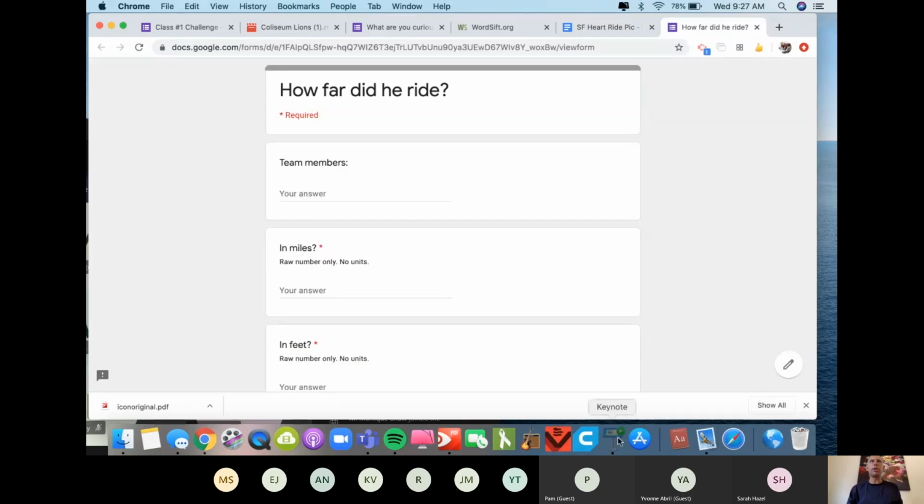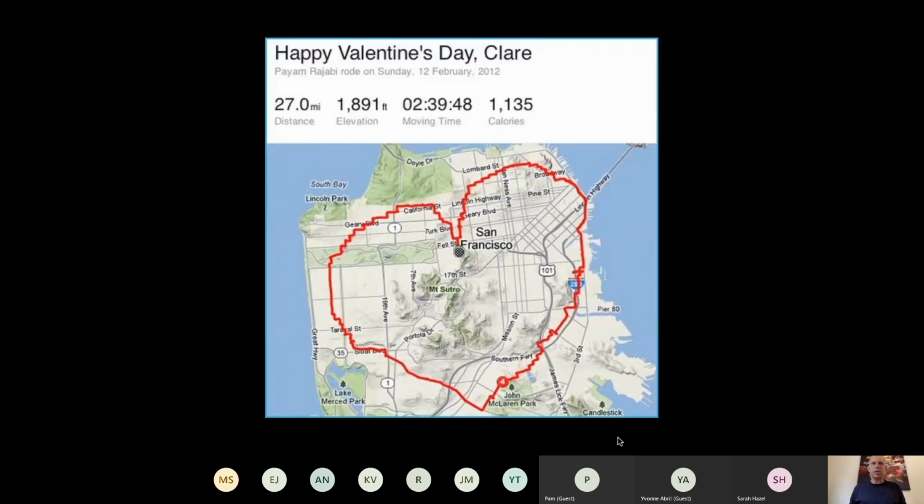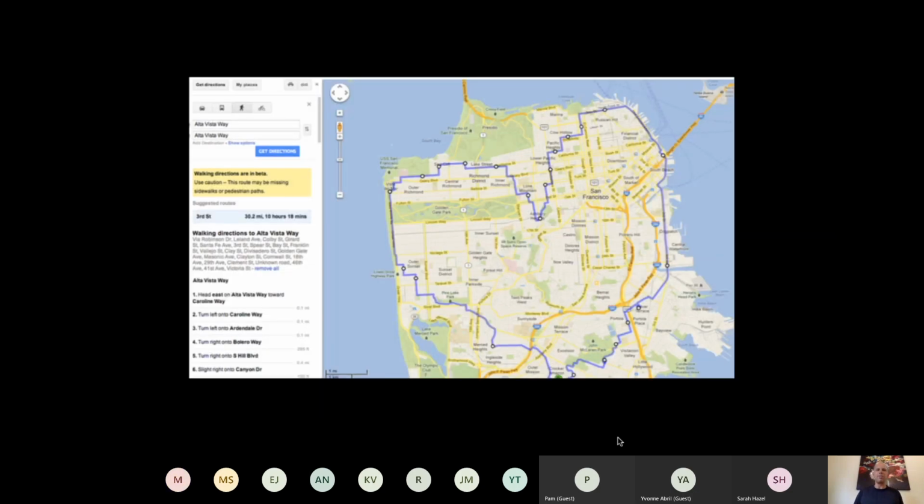So 30 minutes is up and students then share their answers. So here's the actual answer, which you can find online. Actually, they don't know this. That's 27 miles long. But here are some things students did. So one thing a lot of students did is they got out maps and driving directions, and they dropped pins to create a similar heart around San Francisco.